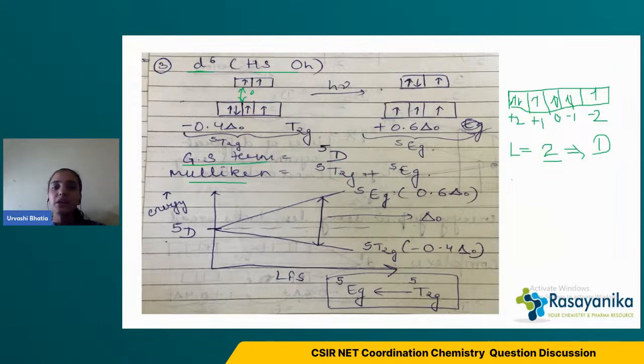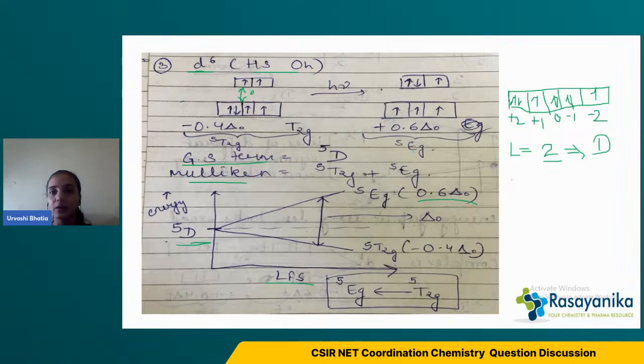Similarly, for D6, we have T2g and Eg, and this 5 will be the spin multiplicity. Okay. So now this is what I told you in the previous slide. The energy, the spectroscopic term versus the ligand field strength is plotted here, for the weak field or the strong field. So this has lower energy, minus 0.4 Δo, and this will be the lower side, and 5Eg, that is 0.6 Δo.